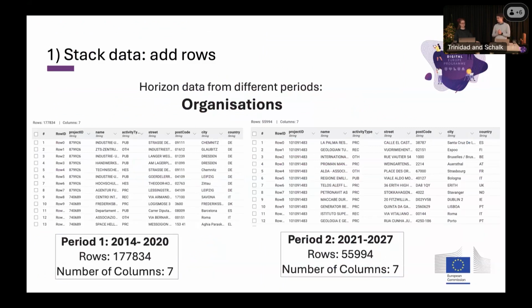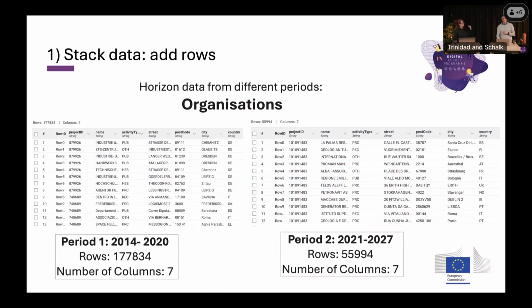We have a screenshot here of the organization's data set. What's going on there, Trinidad? Well, here we have the data from period 1, as we mentioned before, from 2014 to 2020. We have 177,000 plus rows, so we have a lot of data here.